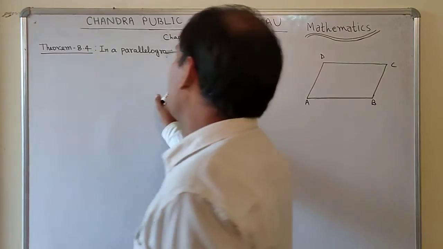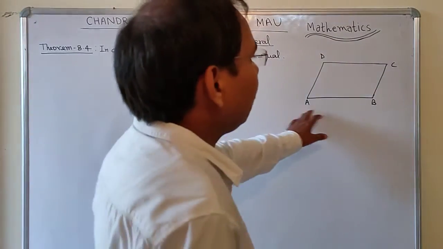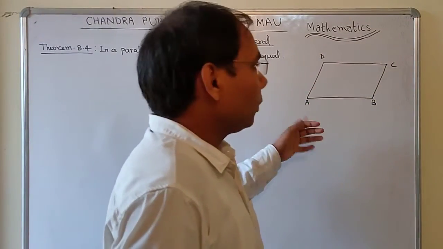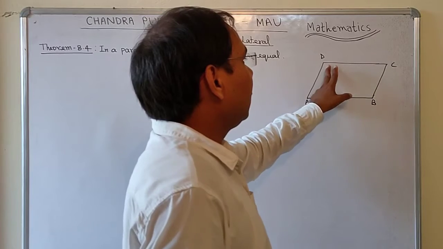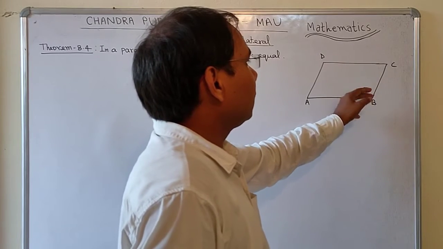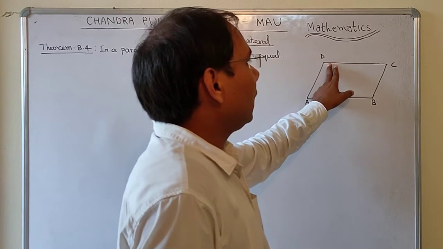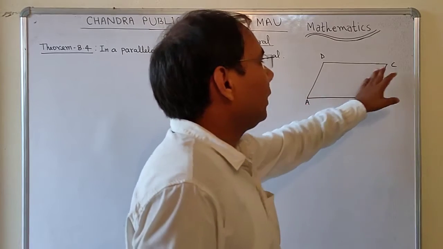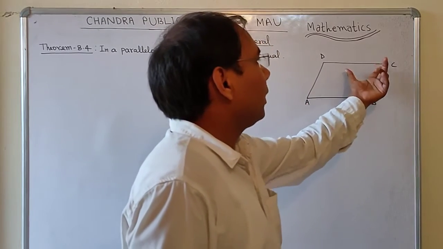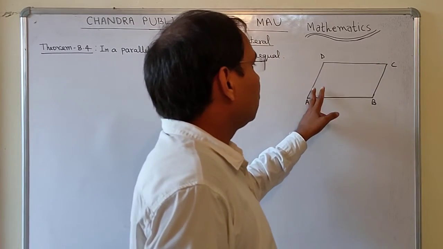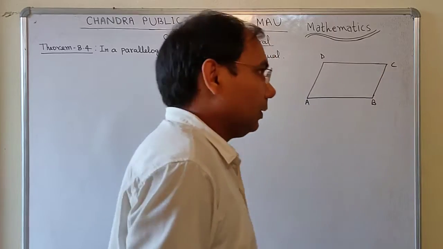So if you are going to give the proof, here I have drawn the parallelogram ABCD, and what are the opposite angles here? Here angle B and angle D are a pair of opposite angles. So you need to prove that angle B equals angle D. In the same way, angle A and angle C are a pair of opposite angles. So you need to prove that angle A equals angle C.